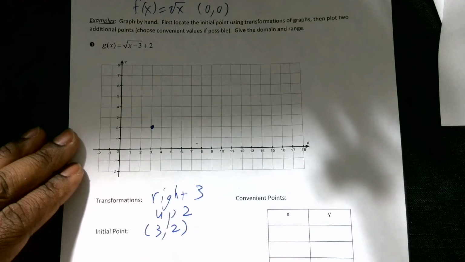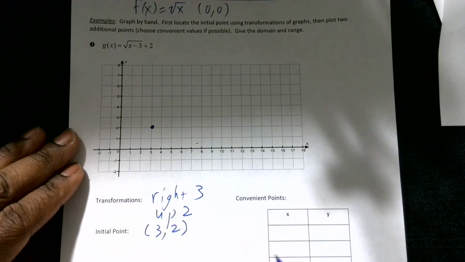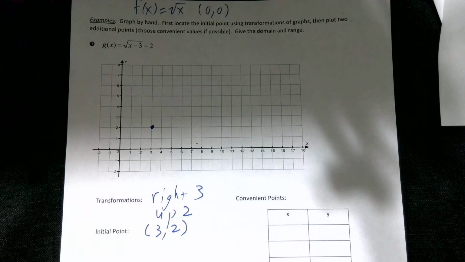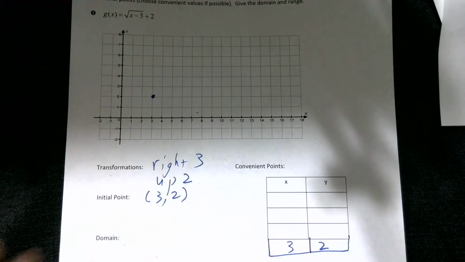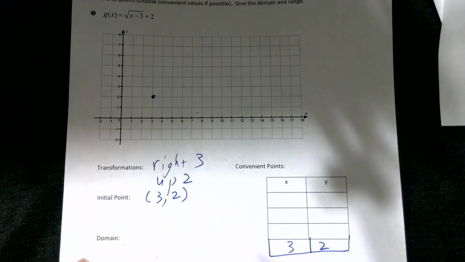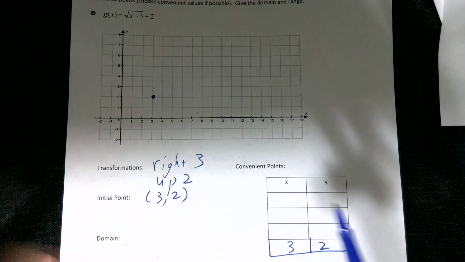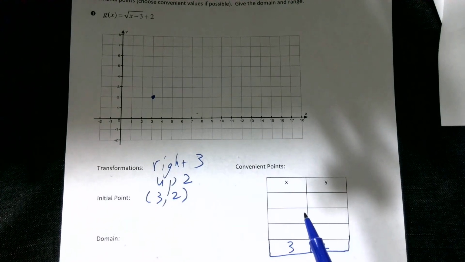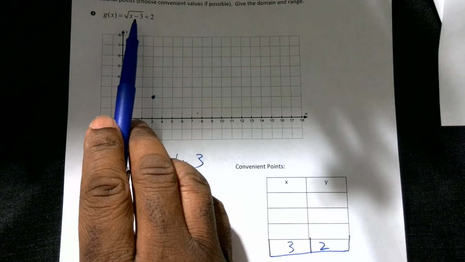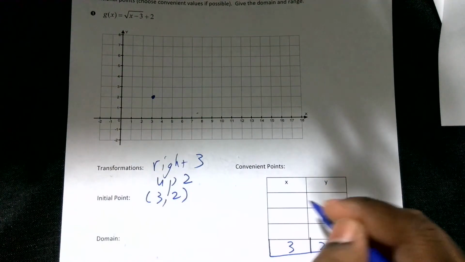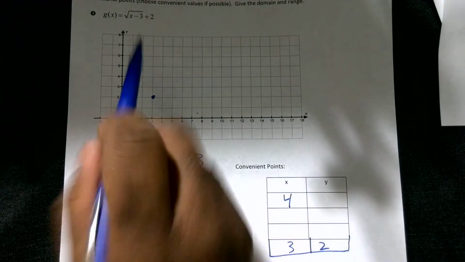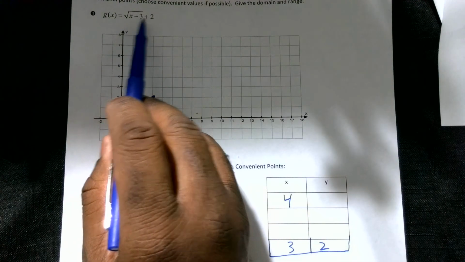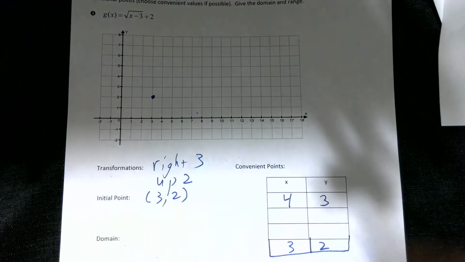Now, we have convenient points. We want to plot some more points here. So what I would do is add on another column to this table, and I'm going to put the initial point here at the bottom. I know it would make more sense to put it at the top, but I like to put it at the bottom just to show that I've already plotted the point and that we're already using it. But you could put it at the top if you so choose. Now we want to pick points that would make this a perfect square. Let's say we make x 4. 4 minus 3 is 1. The square root of 1 is 1, plus 2 is 3.